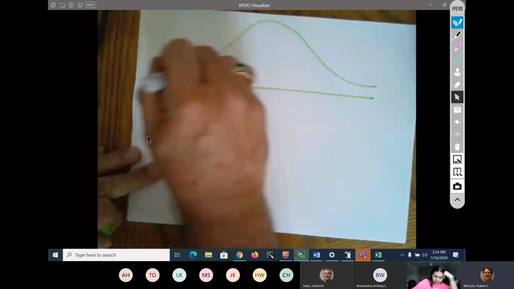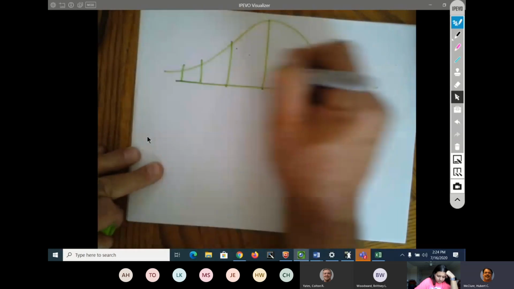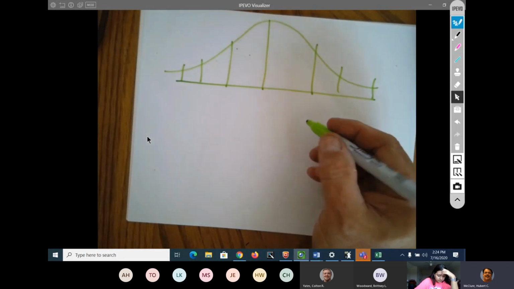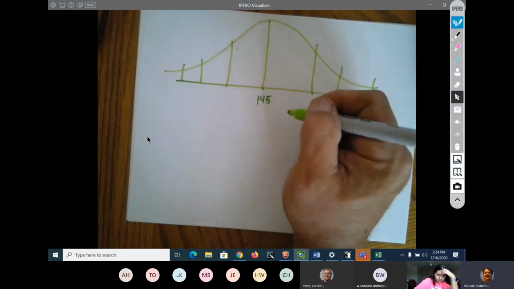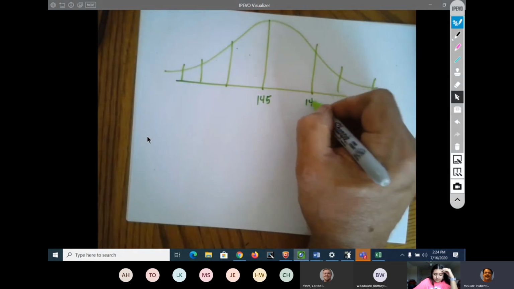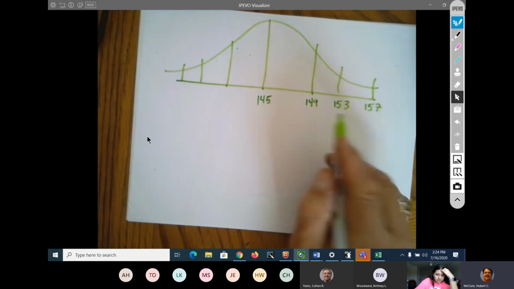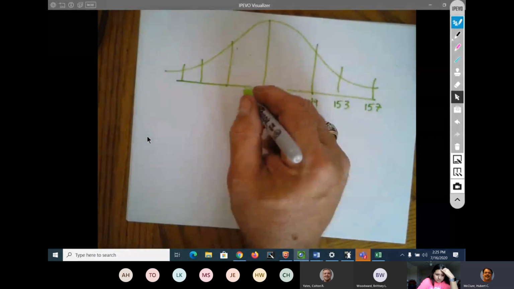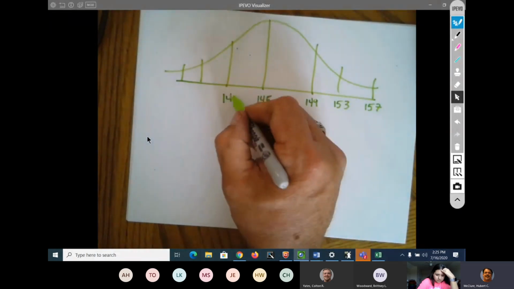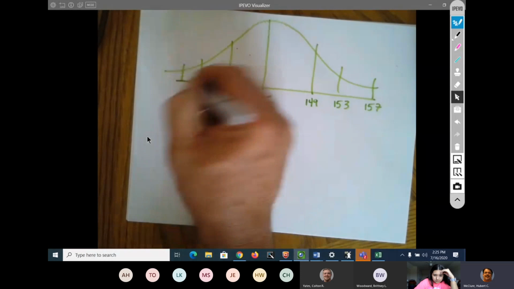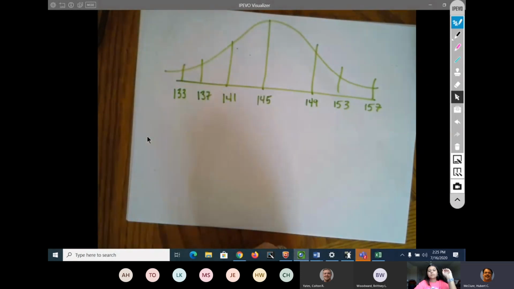So if y'all don't mind, I'm going to use 4 for standard deviation. You use 3.64, okay? So 145 is in the middle. And I'm going to use 4. So that's going to be 149, 153, and 157. Of course, y'all would have decimals. Please don't judge me. Okay? 141, 137, and 133. Again, y'all will have decimals.